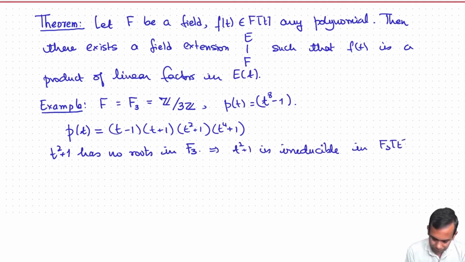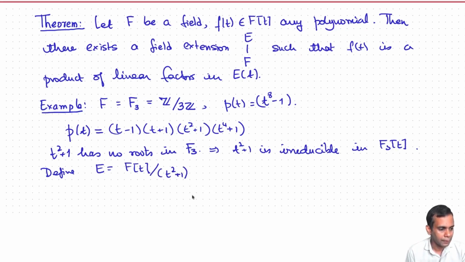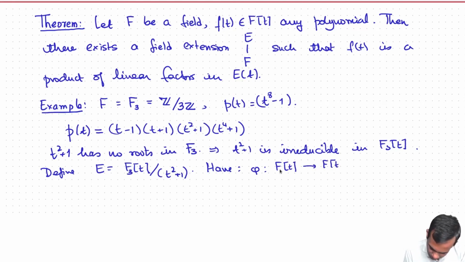In F3[t]. So you can define E equal to F3[t] mod t squared plus 1. So let alpha be the image of t in E. So we have the map phi from F3[t] to F3[t] mod t squared plus 1, which is E. And so we'll take t and call its image alpha.